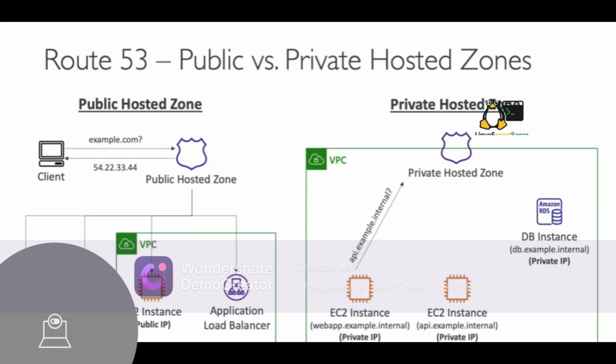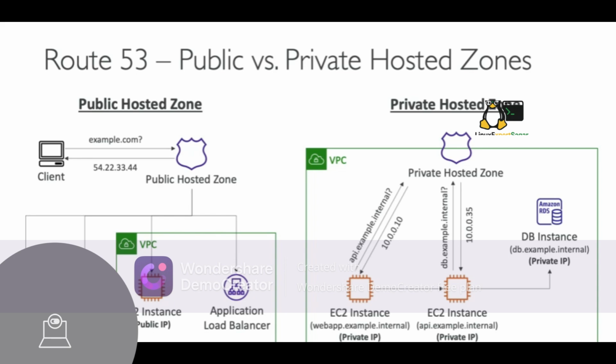And then in case the first EC2 instance is requesting api.example.internal, the private hosted zone has an answer for it, which is the private IP 10.0.0.10. Then the EC2 instance will connect to the second EC2 instance, which may need to connect to the database. So it will say, hey, what's database.example.internal? And the private hosted zone will say, well, this is this private IP. And then the EC2 instance can connect directly to the database.